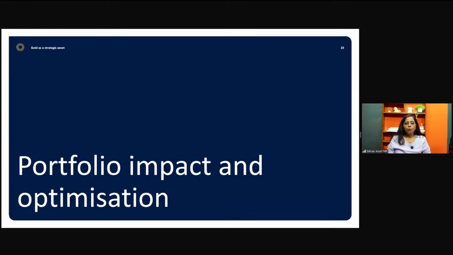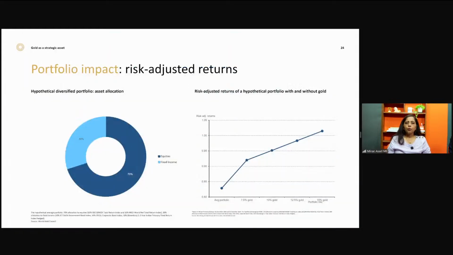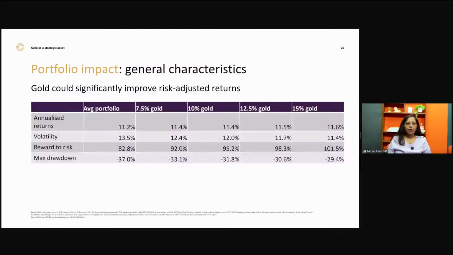But what does it do to a portfolio, and why have gold in a portfolio? We created a hypothetical portfolio with about 45% equities and 55% debt, and we progressively added gold ranging from 5% going up to 15%. And what we saw was that risk-adjusted returns in a portfolio with gold were much higher. So gold actually improves the risk-adjusted returns. It reduces volatility, and the reward to risk by having gold in a portfolio is much higher, as well as the drawdowns being much lower.